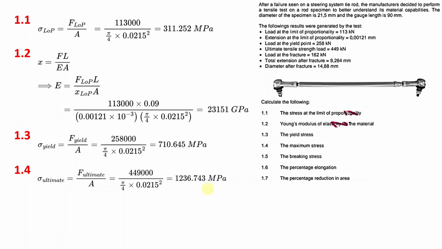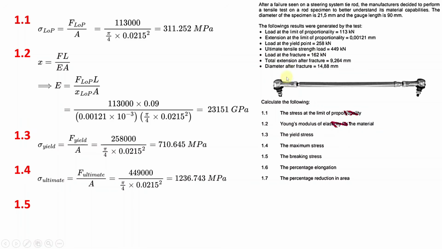And as you can see, these things are really easy. So the maximum stress is the ultimate stress. Don't get confused because another term has been used. It's the same thing. And so for question 1.5, they need to find the breaking stress. Breaking is fracture. When the material reaches fracture load, that is when it breaks. So you are given the load at fracture.